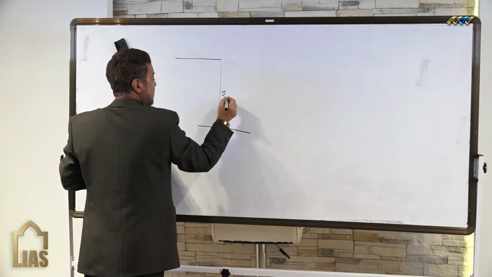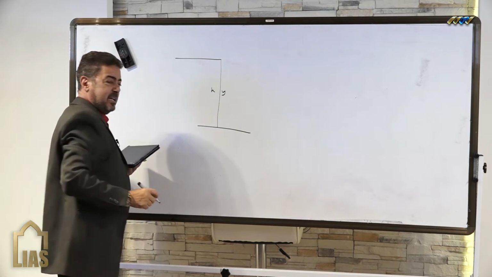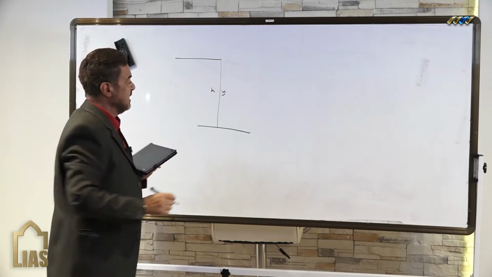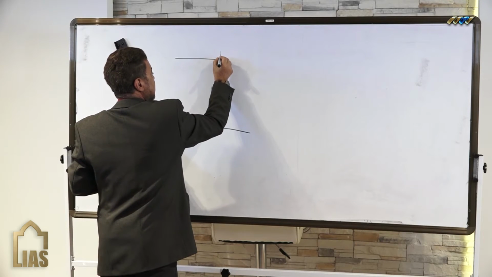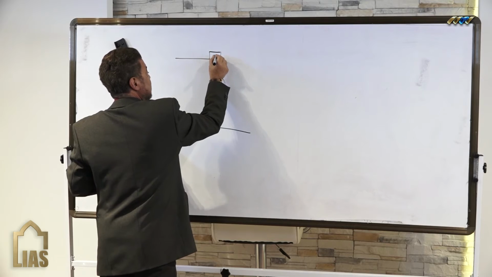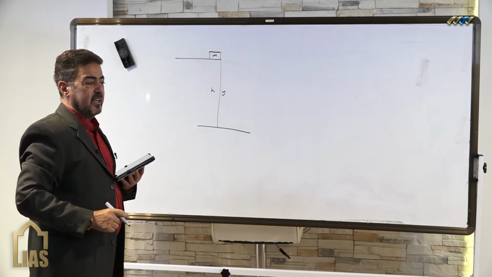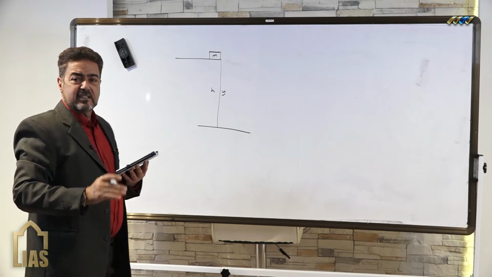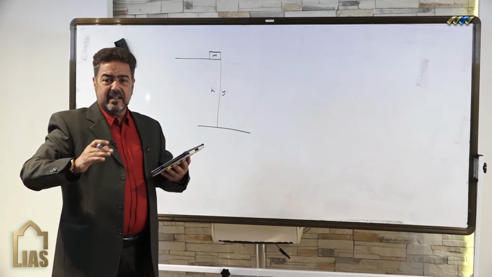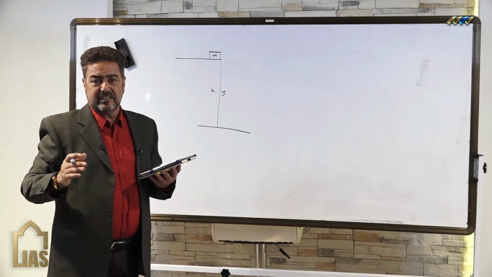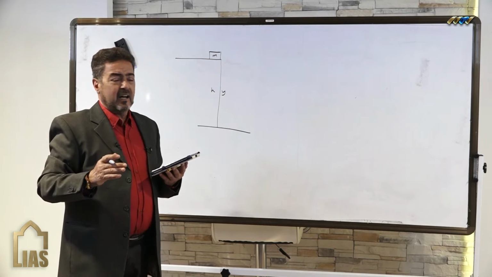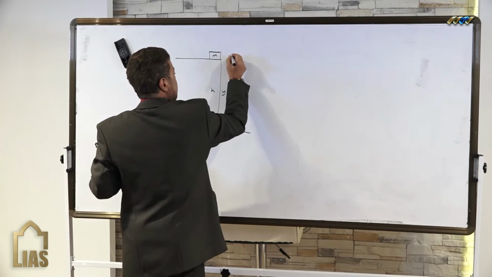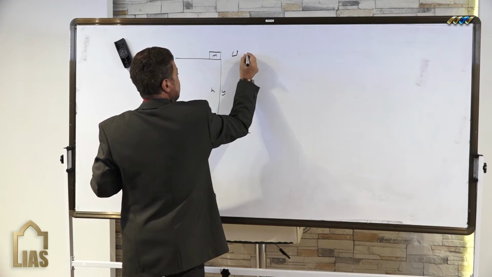This is y, or h sometimes, the height. And we have a mass m standing here. This m has no movement, so it has no kinetic energy. They said U is the potential energy.